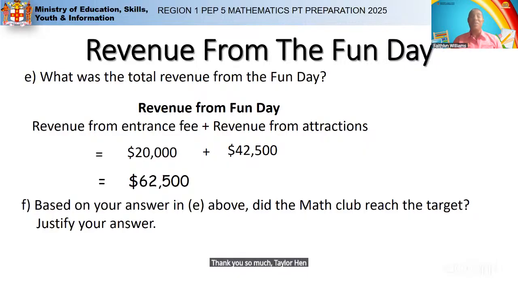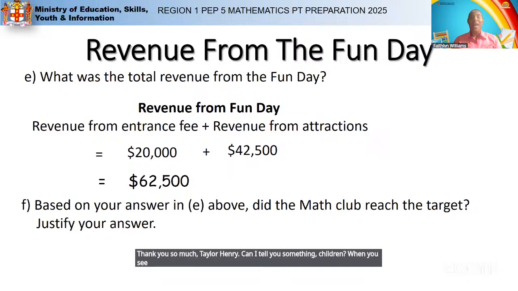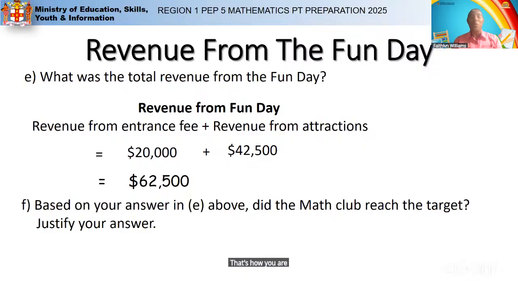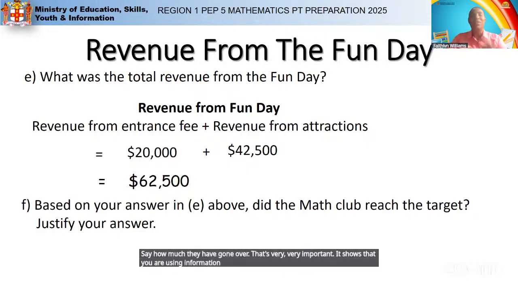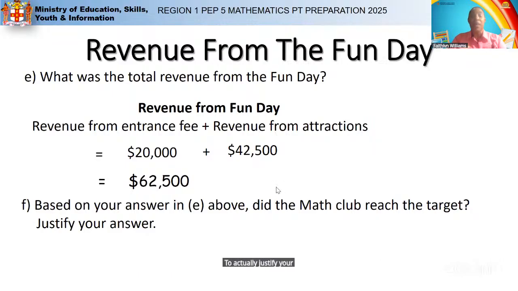Can I tell you something, children? When you see a question like this and they ask you to justify it, that's how you are to go about explaining your answer. Make mention of what the target was. Make mention of what they made. And of course, say how much they have gone over. That's very, very important. It shows that you're using information from your task to justify your answer, or to explain the reason for your answer. So there we have it.